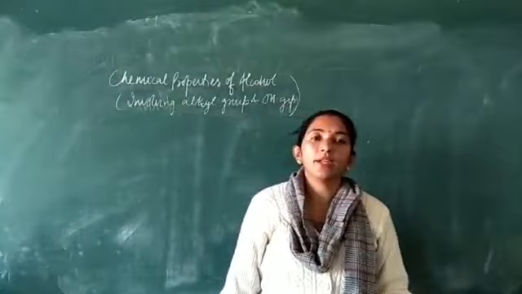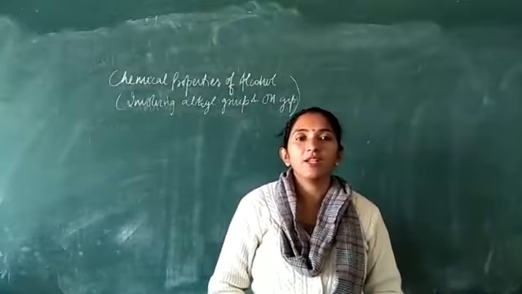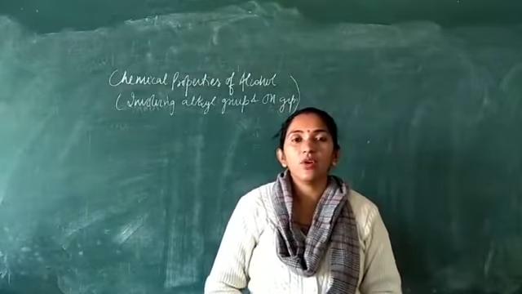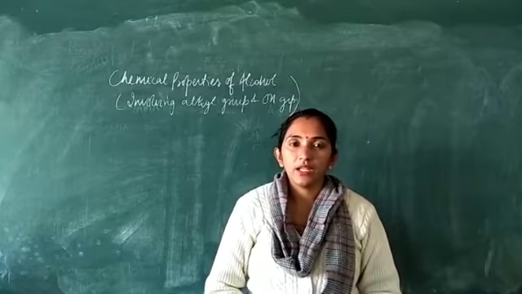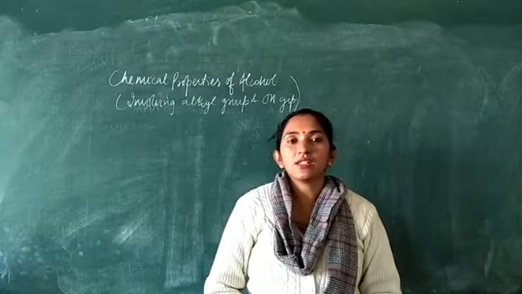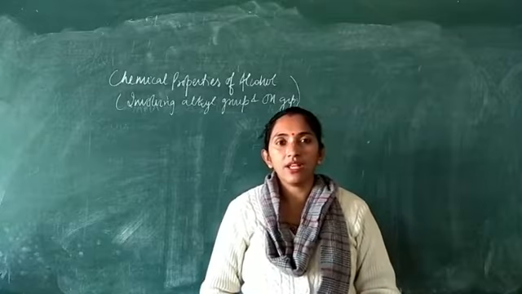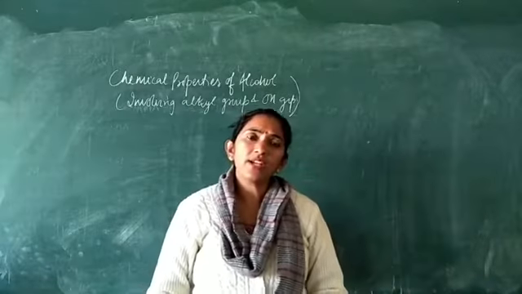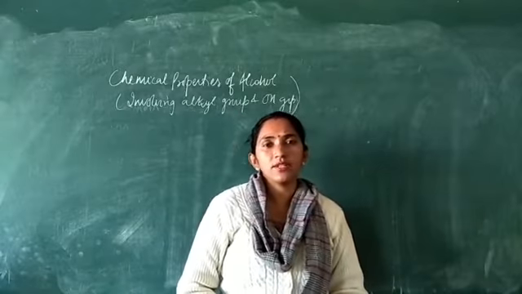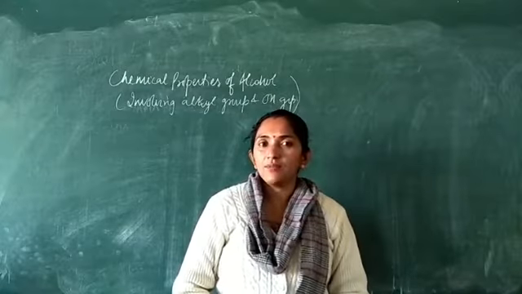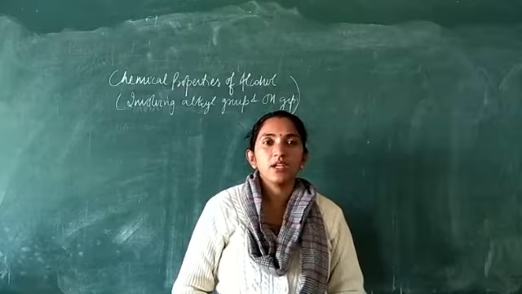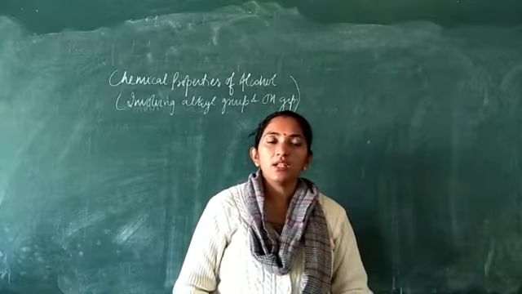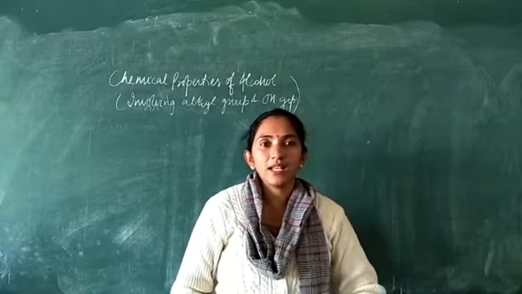Good morning, students. Today we will continue the topic of chemical properties of alcohol involving the alkyl group as well as the alcoholic group. In our last class, we discussed the acidic dehydration of alcohol. When it is carried out at 443 Kelvin temperature in the presence of concentrated H2SO4, alcohol gives the alkene. We get the dehydrated product, that is the alkene.